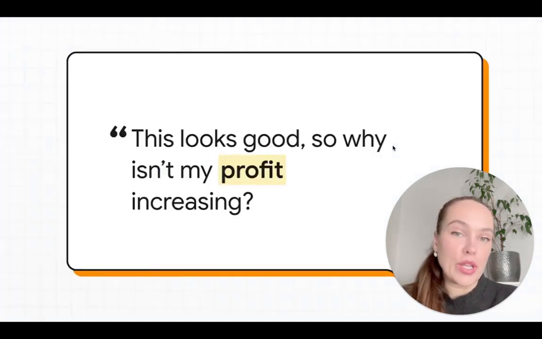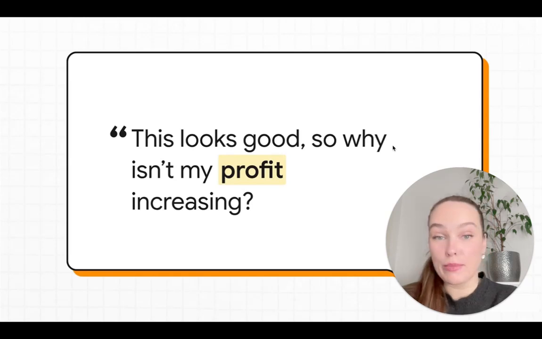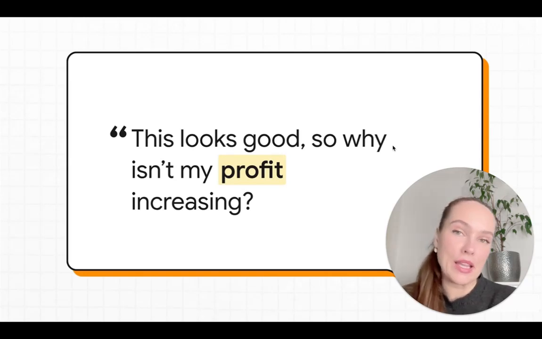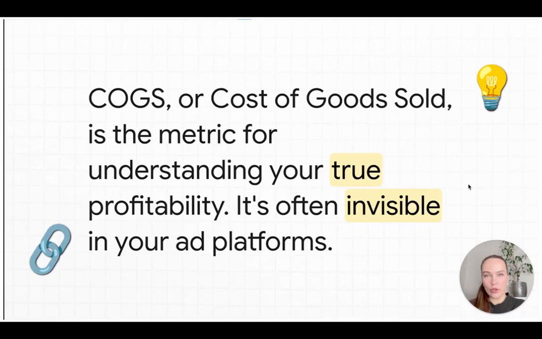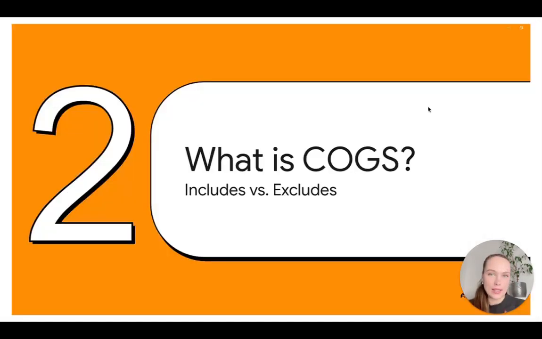Most merchants only look at revenue or ROAS when judging ad performance, but if your product margins are low or your costs are rising, a strong ROAS can still hide the fact that a campaign is losing money. And if you ever reviewed your Google Ads numbers and thought, this looks good, so why isn't my profit increasing? Then COGS is probably the missing link. So what exactly is COGS?